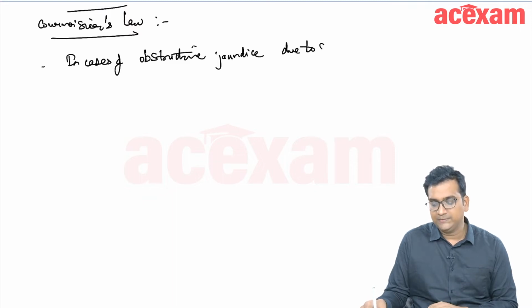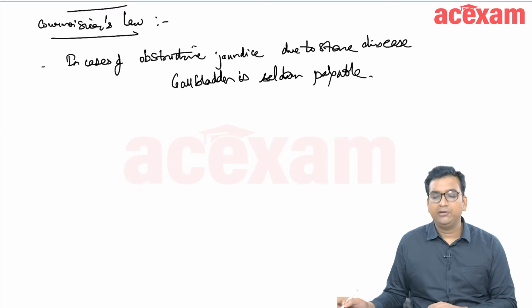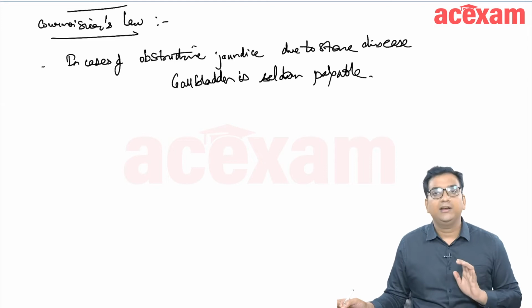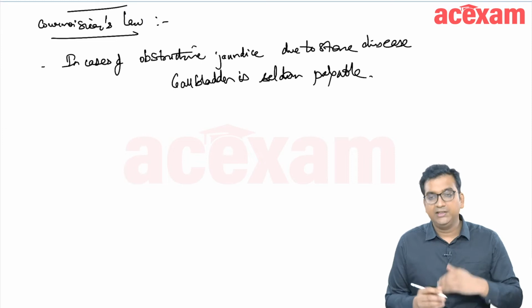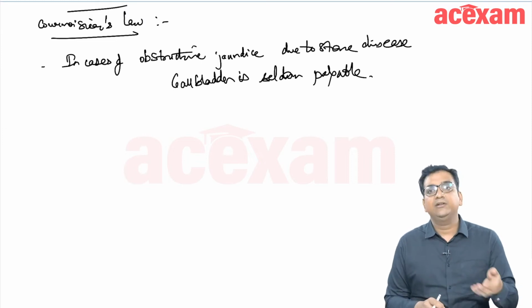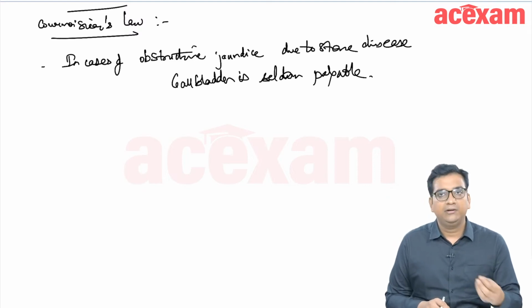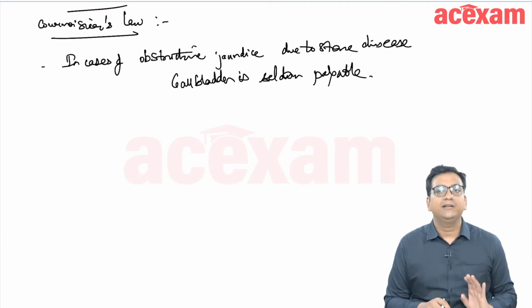due to stone disease, gallbladder is seldom palpable, or is not palpable, or is rarely palpable. Okay, so if there is obstructive jaundice due to stone disease, gallbladder is rarely palpable. Okay, and in other words, we can say that if there is obstructive jaundice due to malignancy, generally the gallbladder is palpable. The Courvoisier's Law states that in obstructive jaundice due to stone disease, gallbladder is rarely palpable.